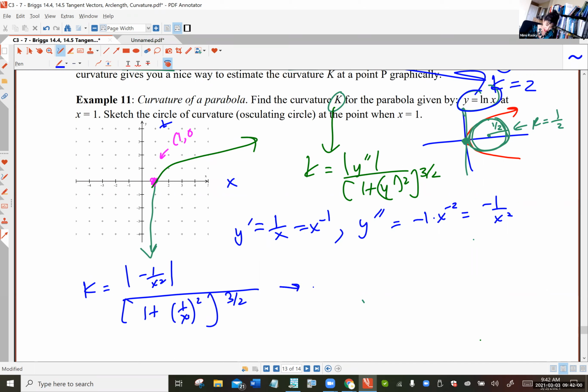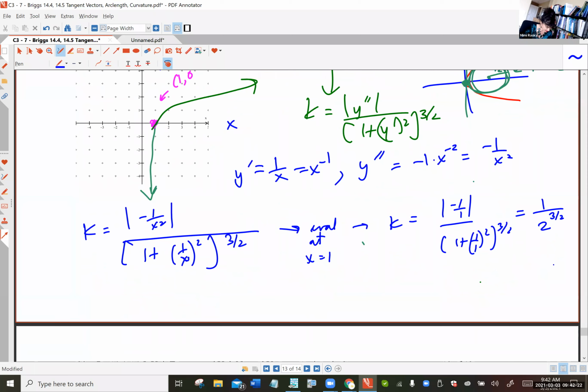Now, if you evaluate at x equals 1, then your curvature is going to be absolute value of -1 over 1, which is 1. And then you'll have 1 plus 1 over 1 to the 3/2. And this is going to be 1 all over 2 to the 3/2 power, which is a constant. Okay.